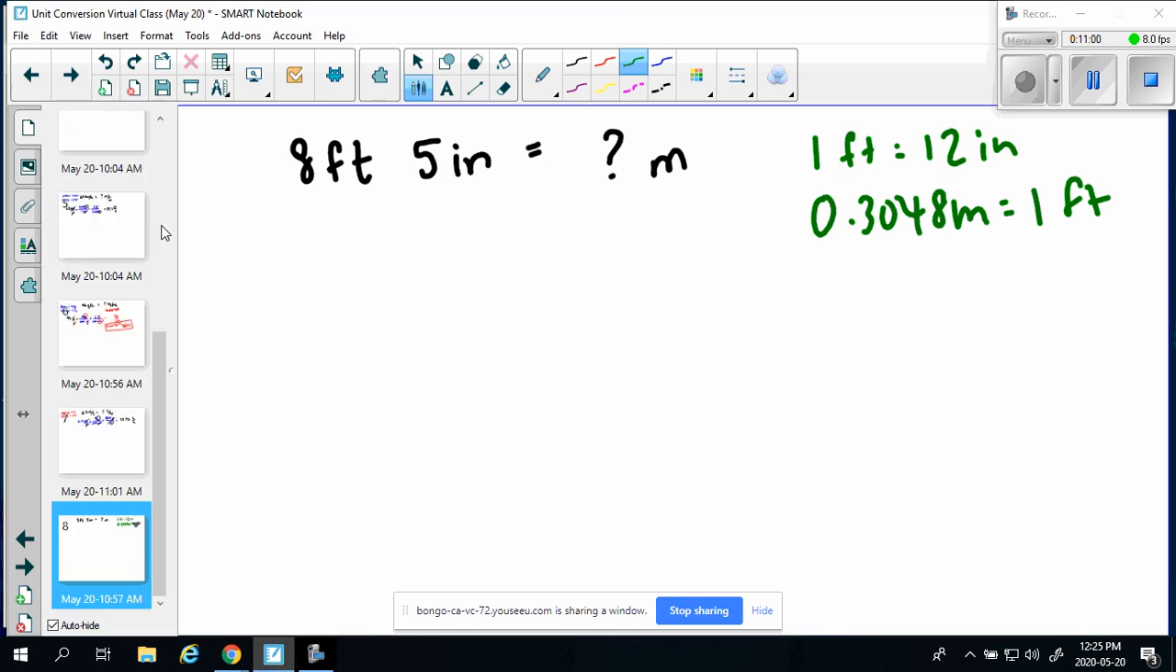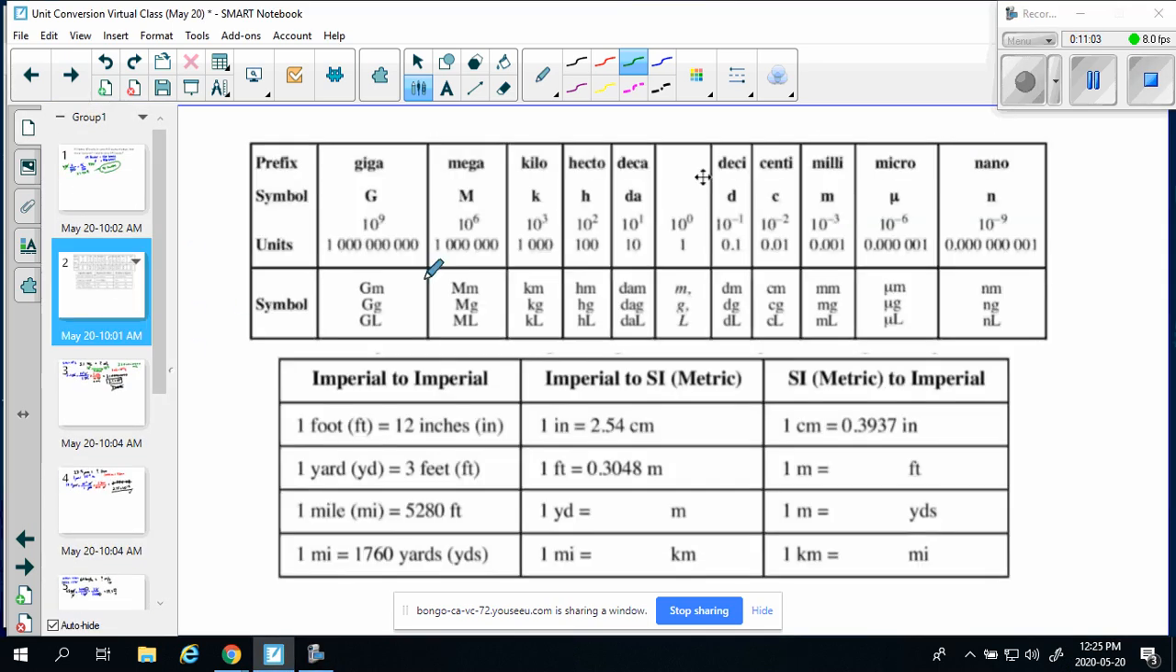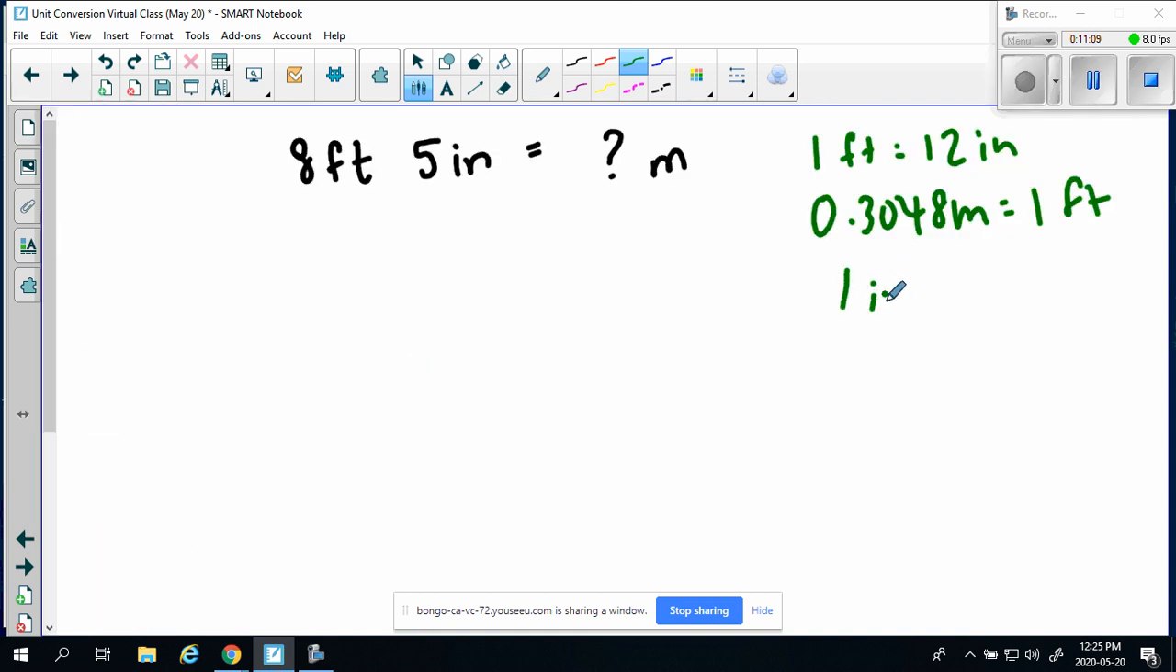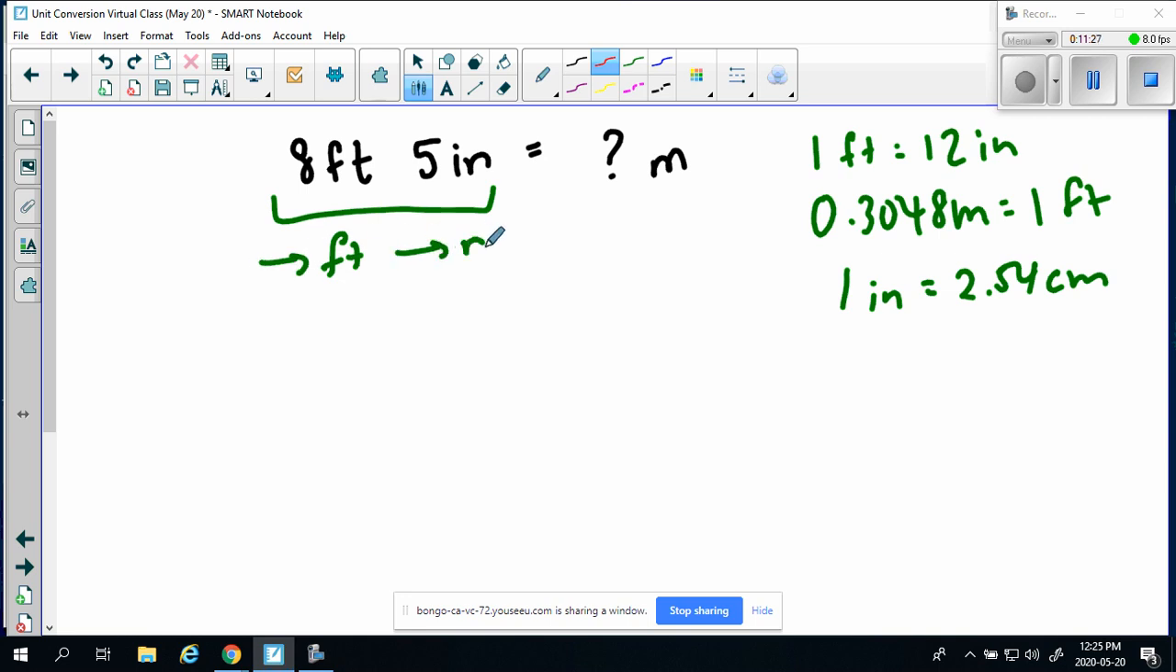I'm going to add one more conversion factor just to show that we have options here. A conversion factor is an inch is 2.54 centimeters. So we have these conversion factors at our disposal. So can we use these to figure out this problem? There are two strategies that we can do. We can either convert this entire thing into feet and then go to meters from there using this conversion factor. Or we can convert this entire thing into inches and then go to centimeters and meters from there. So there's two ways to do it. I'm going to show you the green way first, and then we'll do the blue way.